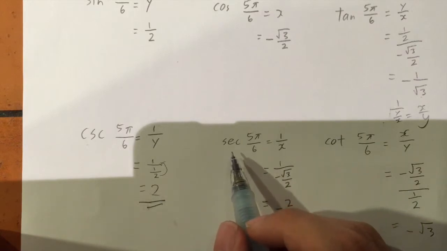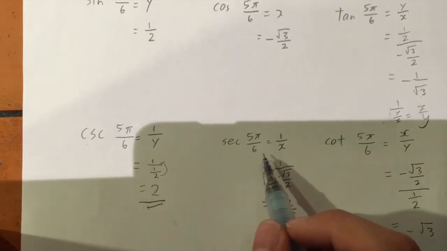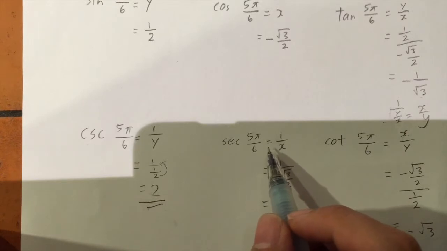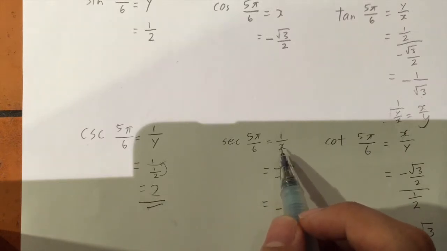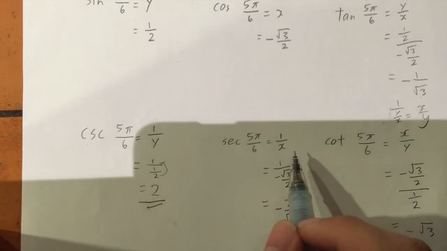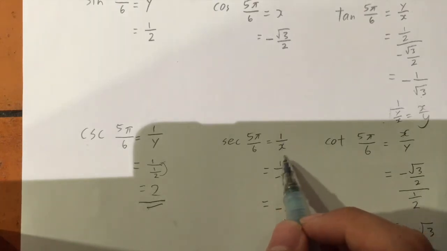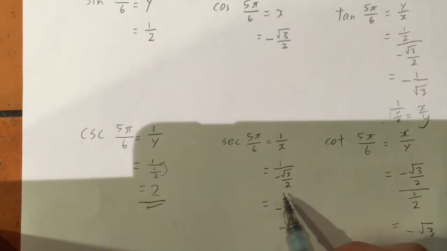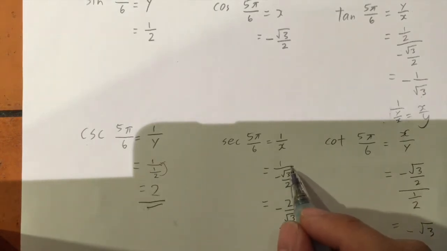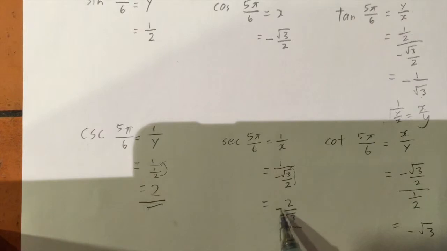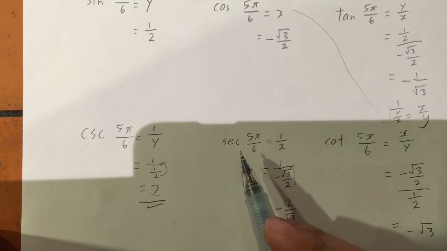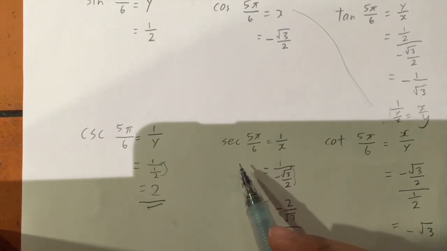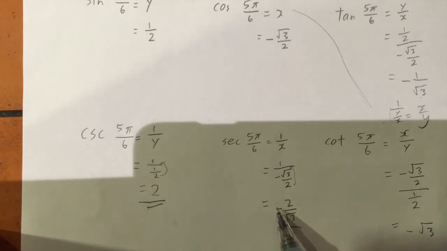When calculating the value of secant 5 pi over 6, it's a reciprocal of cosine, which is x. Therefore, we insert 1 over x, which is 1 over negative root 3 over 2. Therefore, we get a value of negative 2 over root 3. Do not forget it's on the second quadrant. Since secant is a reciprocal of cosine, therefore it's a negative figure.